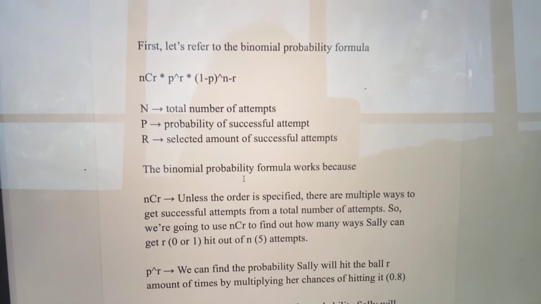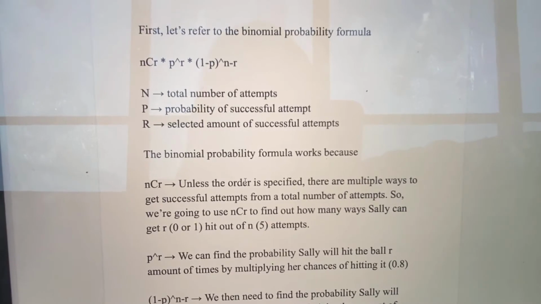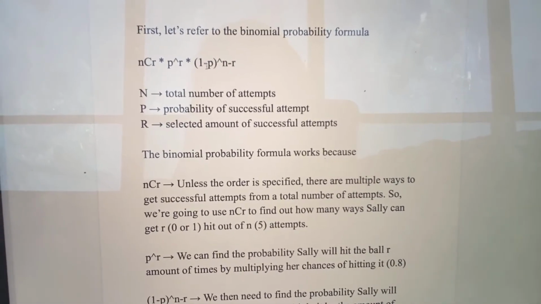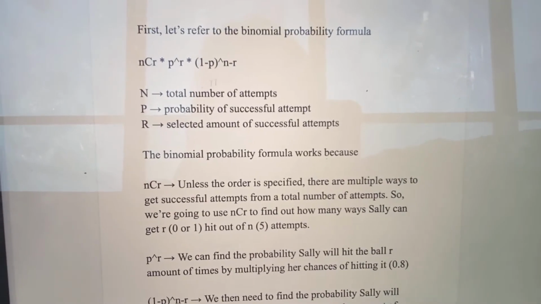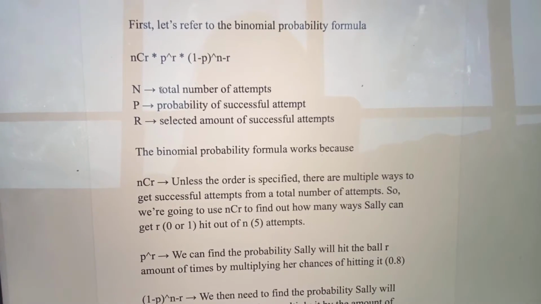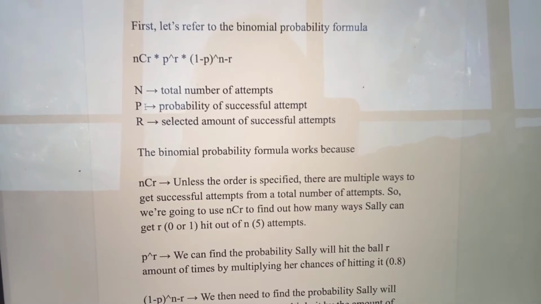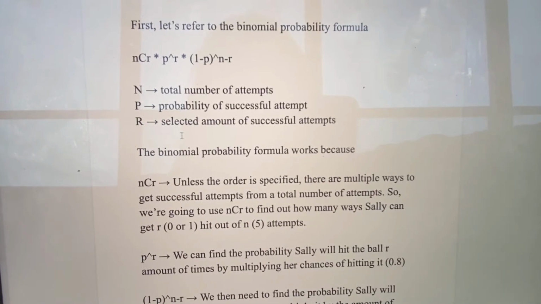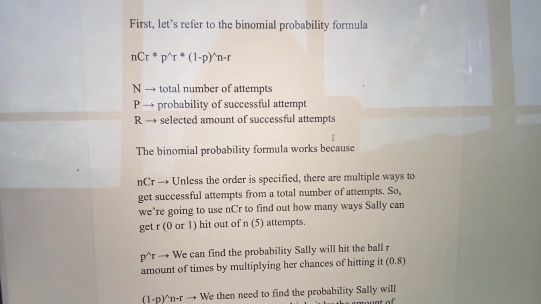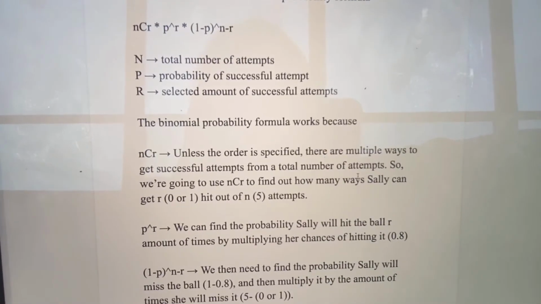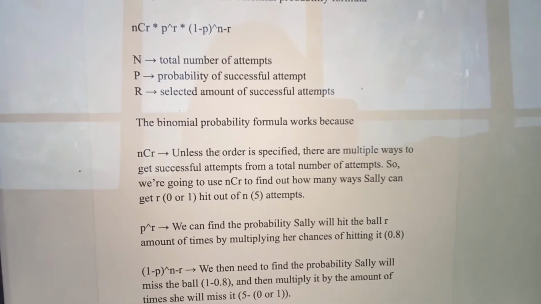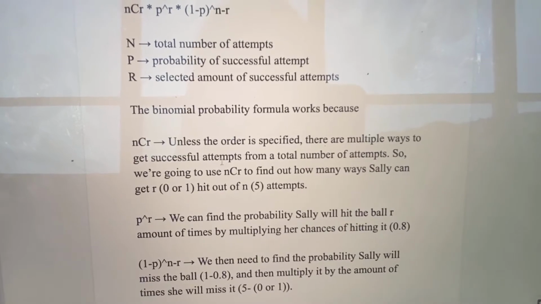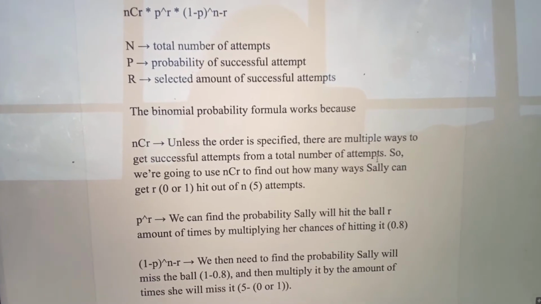So first, we're going to refer to the binomial probability formula, nCr times p to the power of r times 1 minus p to the power of n minus r, where n is the total number of attempts, p is the probability of a successful attempt, and r is the selected amount of successful attempts. The binomial probability formula works because unless the order is specified, there are multiple ways to get successful attempts from a total number of attempts.